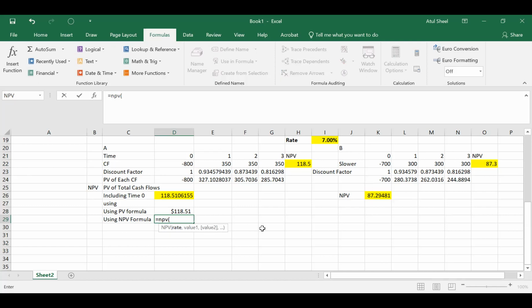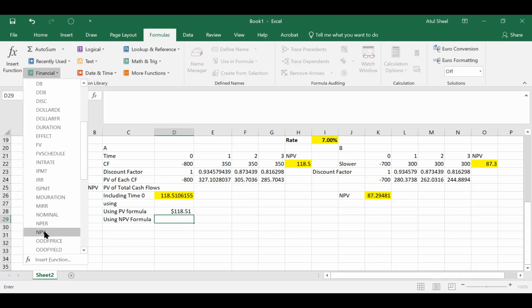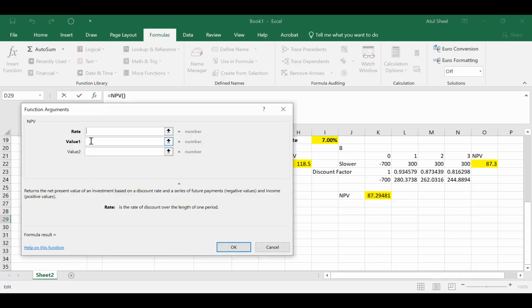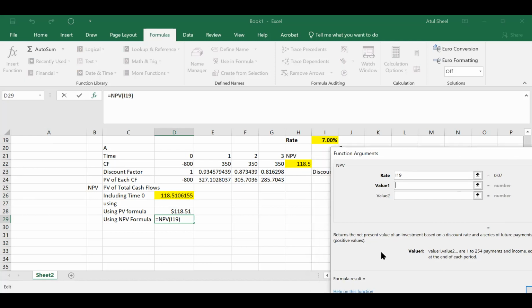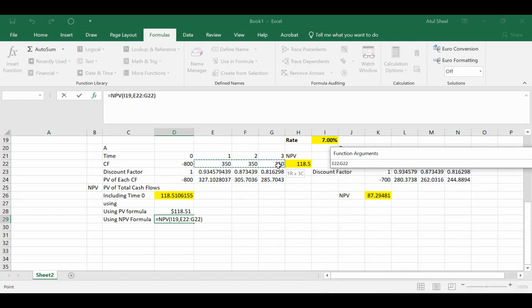So here the way it does, financial, net present value, and say, what are the values? Value 1, value 2, value 3, cash flows, right? So my rate over here is 7%. And my values over here is what? Return value 1, value 2, value 3 are 1 to 254 payments and income equally spaced in time and occurring at the end of each period, not beginning, end of each period. So these three values are my values over here.